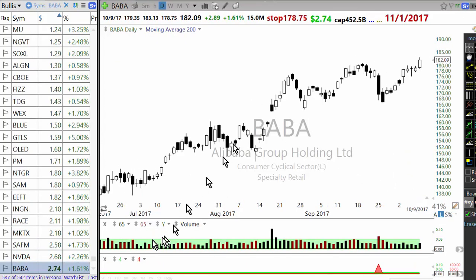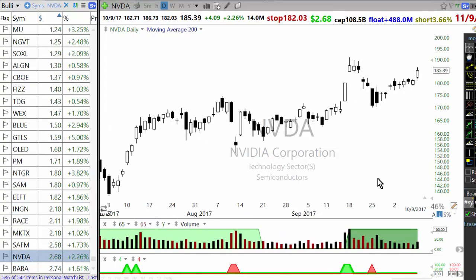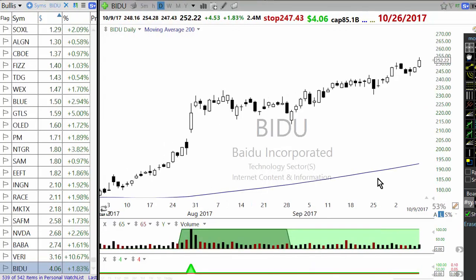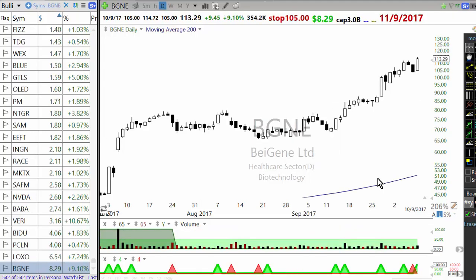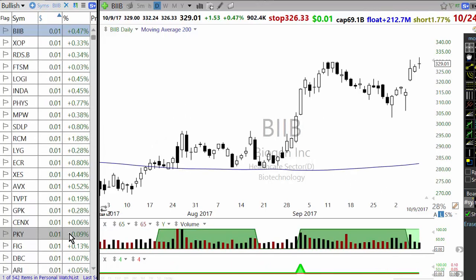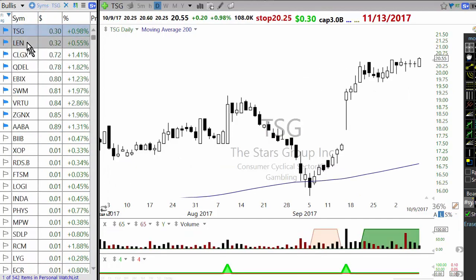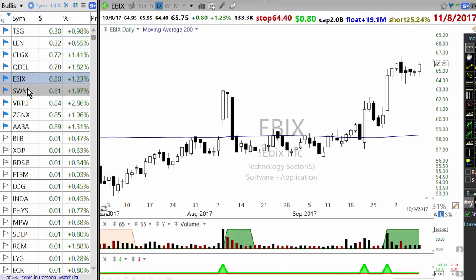But if you do this daily, you'll find setups like, see, this is a dollar breakout also. Obviously that will show up in dollar breakout. This will also be a dollar breakout, because these are all up like $6 and $8 and all. So that's okay. You have some ideas: TSG, Lennar, CoreLogic, QDale, EBIX.